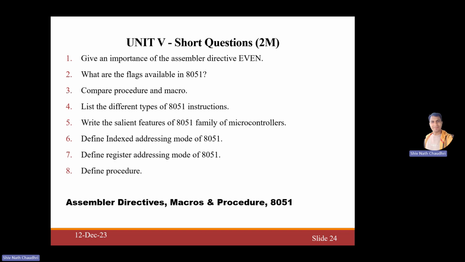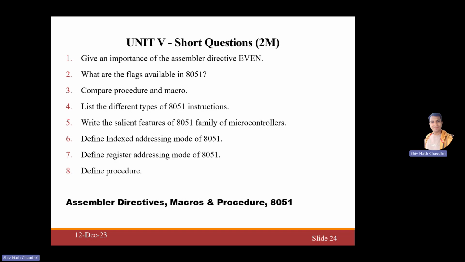So like 8085 and 8086, flags can also be asked for 8051. The third one is compare procedure and macro. This is also discussed in class. Macro and procedure are both short programs, but a procedure is written once and called, while a macro is used directly by its name in the program. A macro has very few instructions, like less than 10 instructions, in this simple short code, and a procedure is also written for short code, but it has more than 10 instructions. The fourth question is list the different types of 8051 instructions.